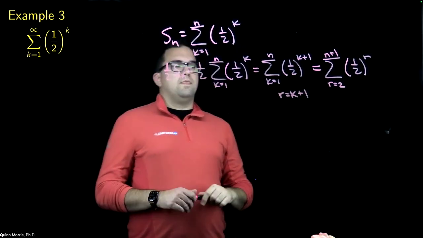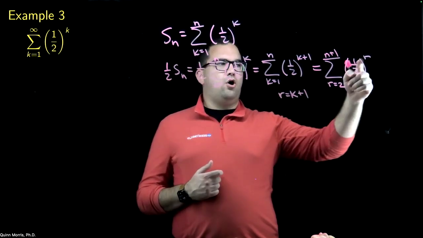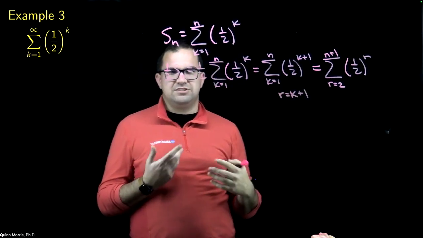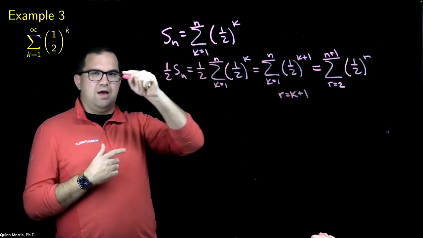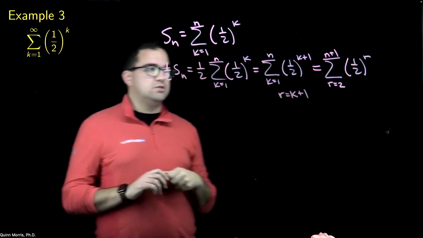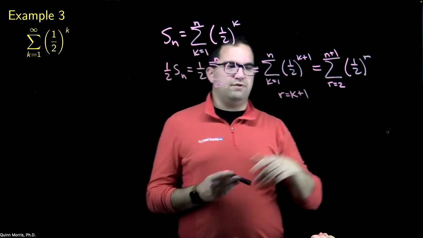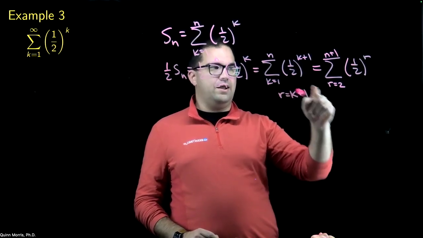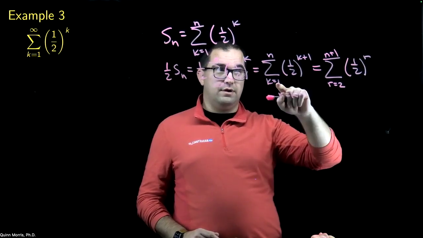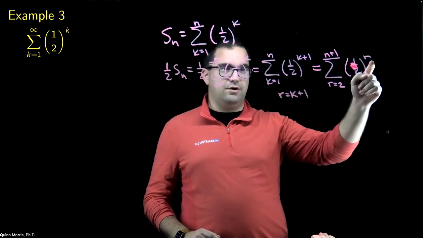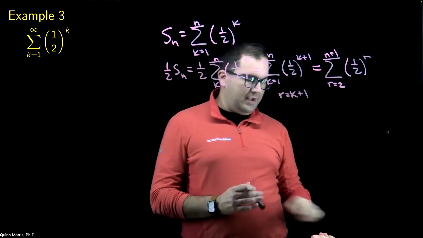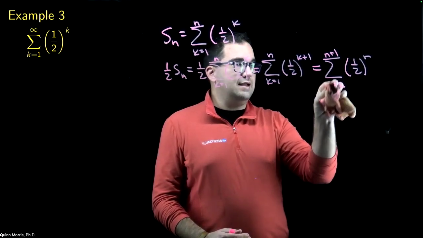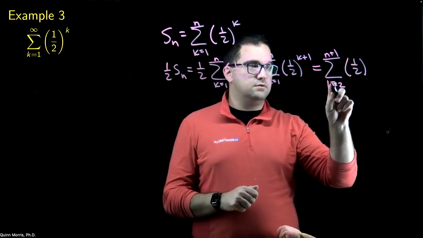But we should also recognize that whether I call this r or k doesn't really matter. It's just a dummy variable that I'm using to help index which term is which. The fact that I had k here and r here really doesn't matter, because the first term of each of these is still 1/2 squared. It's just that here I'm writing 2 as 1 plus 1, and here I'm just writing 2. So it doesn't actually matter what I call this. Instead of calling it r, I could have just called this k again. These still give me the same sums.